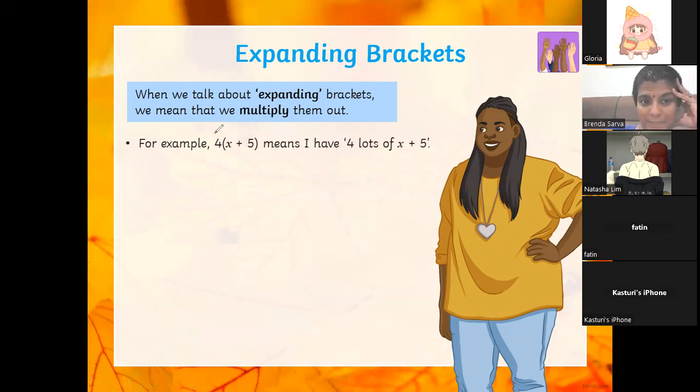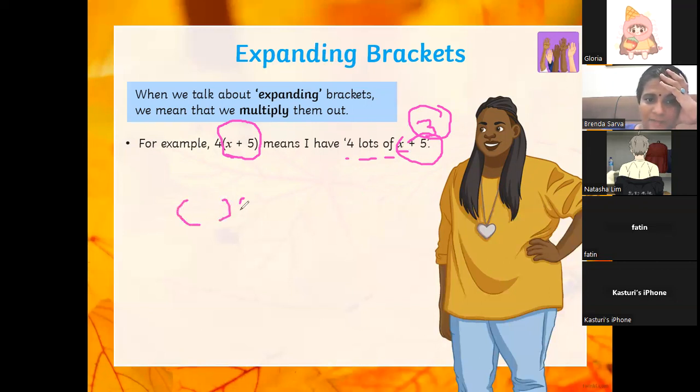If you see a number 4, and then you see a bracket x plus 5, it means, you learn multiplication, 4 groups of 3. That means 4 times 3. But now, instead of having 3, I have x plus 5. So it's 4 lots of x plus 5. It means x plus 5, x plus 5, x plus 5, x plus 5, 4 times.